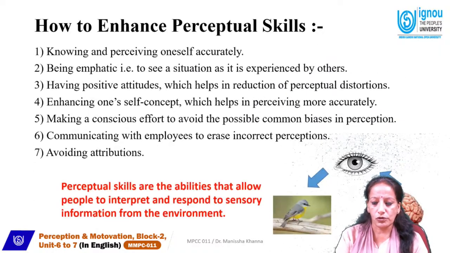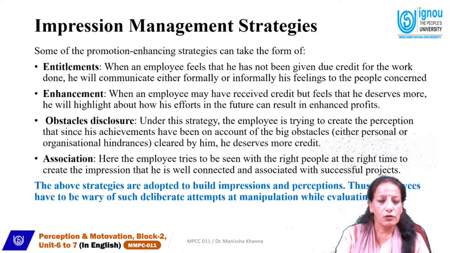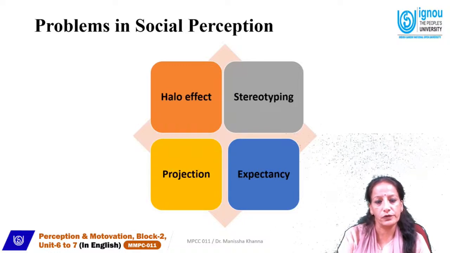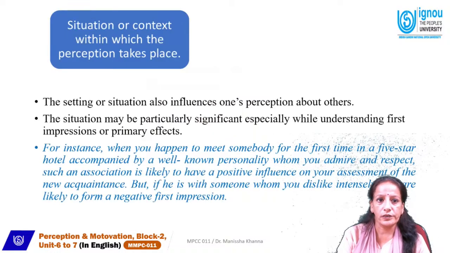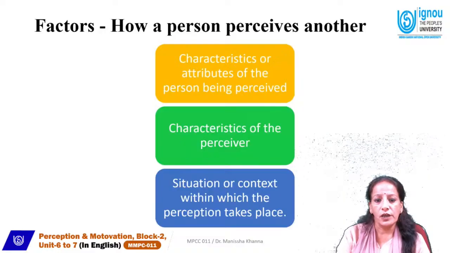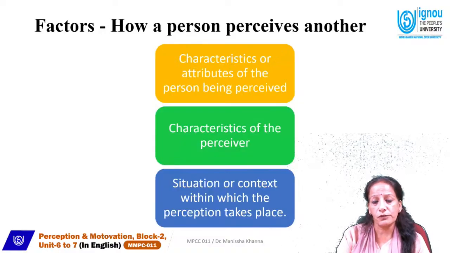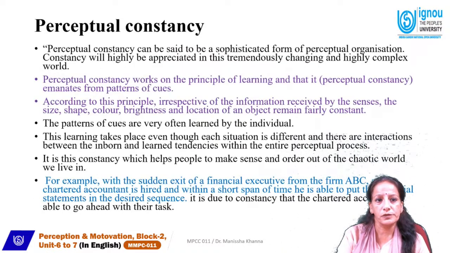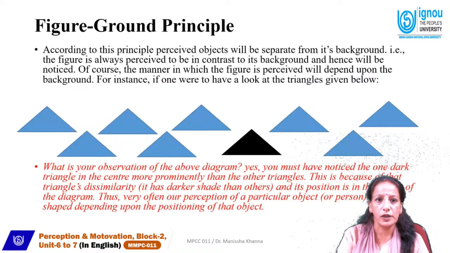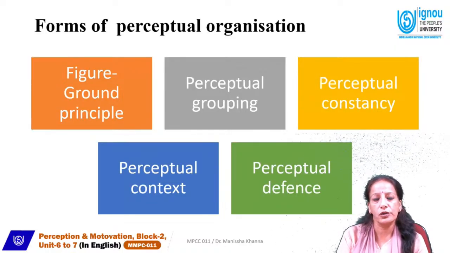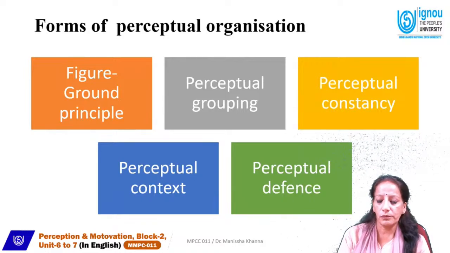We also discussed social perception, the four problems: halo effect, stereotyping, projection, and expectancy; the situation or context within which perception takes place, the characteristics of the person being perceived, and the attributes of the person being perceived. Then we also discussed the perceptual context, perceptual constancy, grouping, and figure-ground principle, which are the forms of perceptual organization. Because organization is a step in forming the perceptual process.